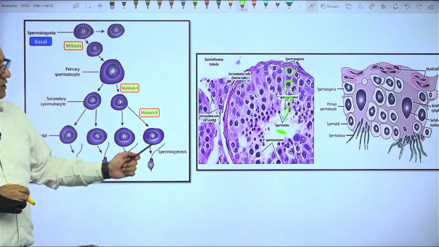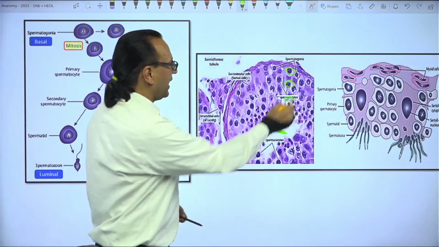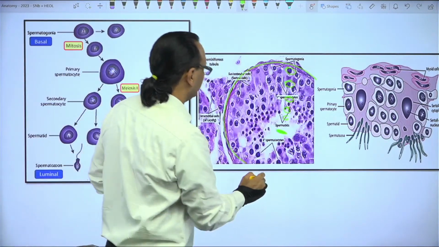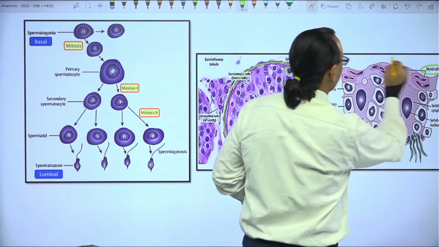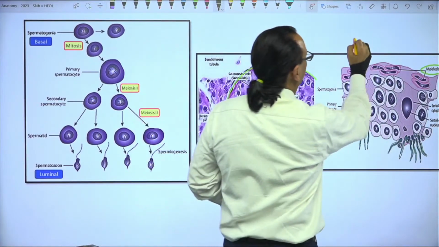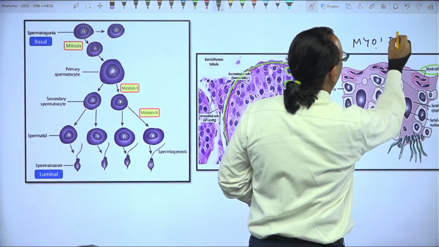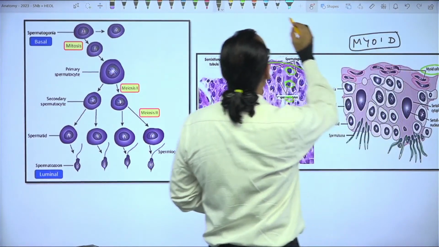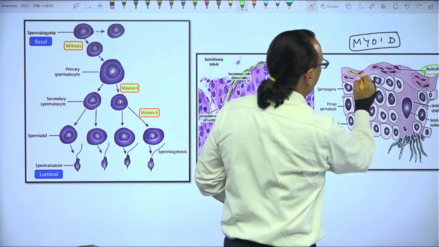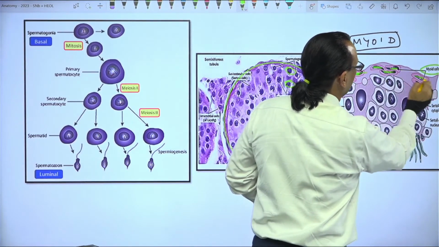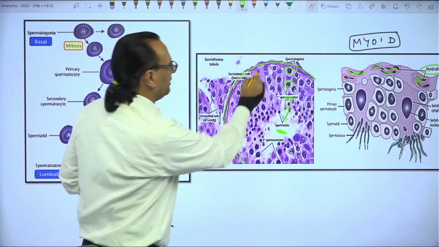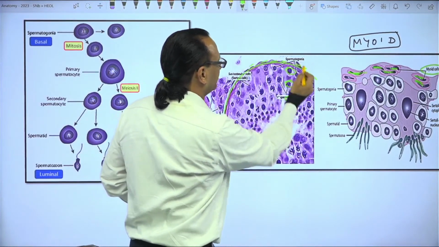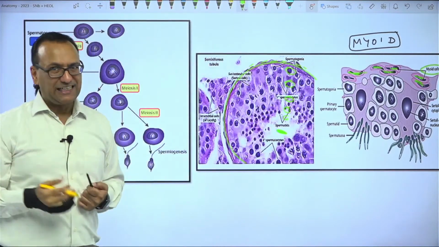That was the question. Very much around the seminiferous tubule, you will have what are called myoid cells. These myoid cells, as you can notice here, are flat cells with flat nuclei, and they will be towards the basal side. Now, if the myoid cells are towards the basal side, what about the gametogenic cells?